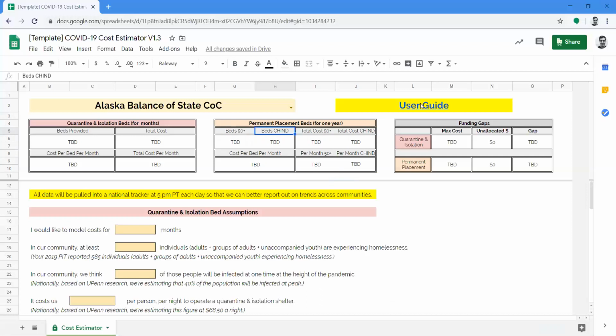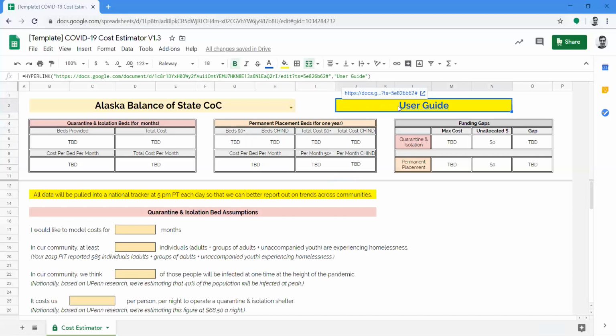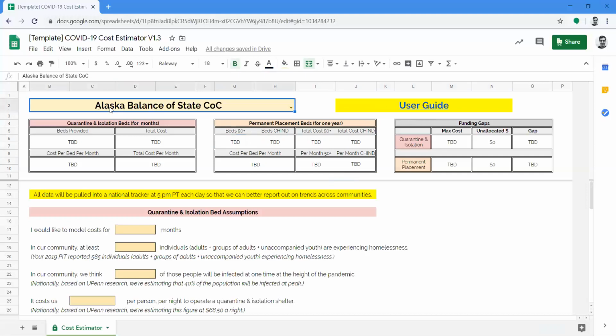Last note before we get started: the user guide, as I mentioned, is linked in the tool, so you can open that up if you'd like much more detail about what I'm talking about. And secondly, although I'm using Alaska Balance of State to pull in PIT numbers, I want to acknowledge that I'm going to be making the numbers up as we go along, and they bear no relationship to Alaska's actual numbers. And if you're in Alaska Balance of State, hello.